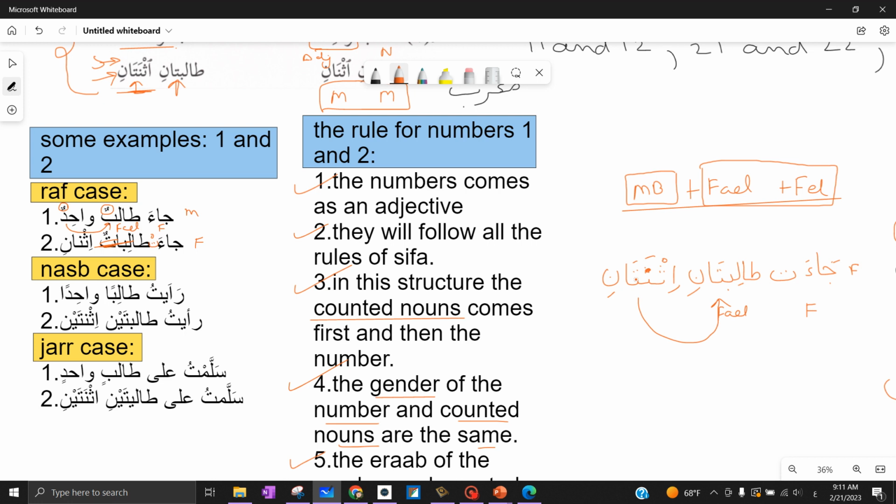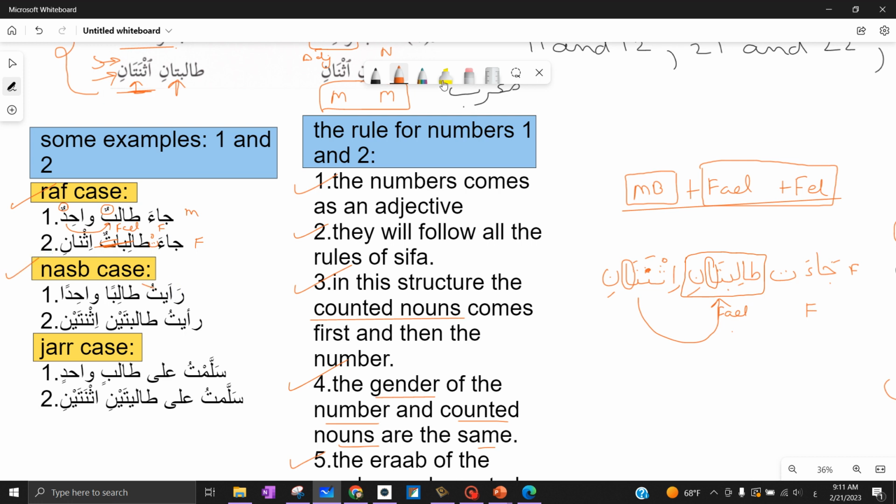Ithnatani. Okay. Now why is this alif in marfu case? Why is this dual in marfu case? Because this talibatan is falling under the fa'il case. So fa'il is always in marfu case. That's why the sifa is also in marfu case. Now we see, this is the rafa case we are doing. Now we will see the nasb case.